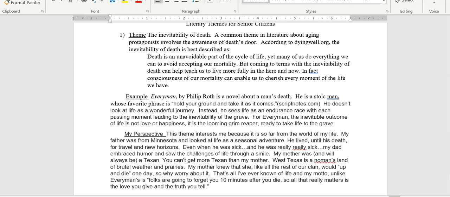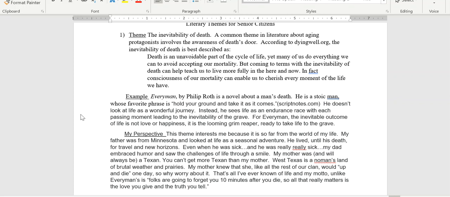If I used a movie, then I would quote the movie. If I read something else, I would quote that. But it's important that I show the reader where my information is coming from, because I don't know anything in and of myself. I need to research and find the answers. So I wrote in my own words about this man who is very stoic. His idea of life is hold your ground and take it as it comes. So he's not surfing his way through life, he's enduring life.